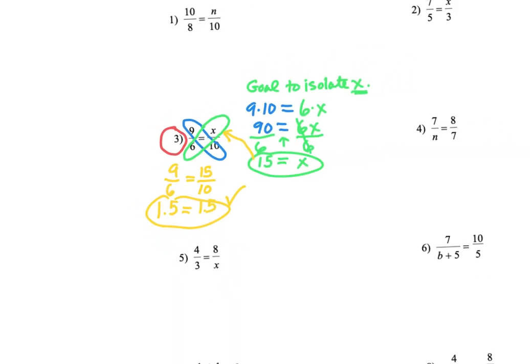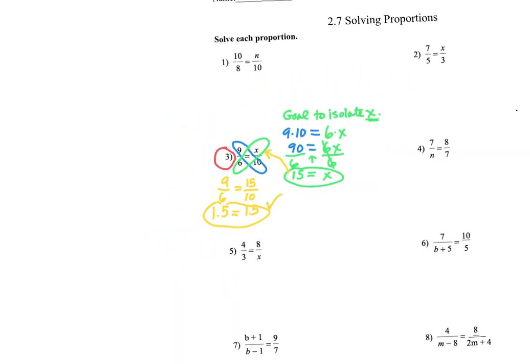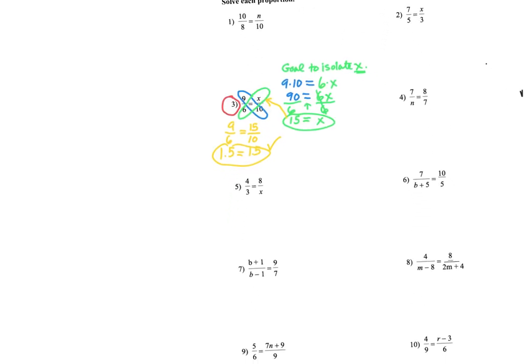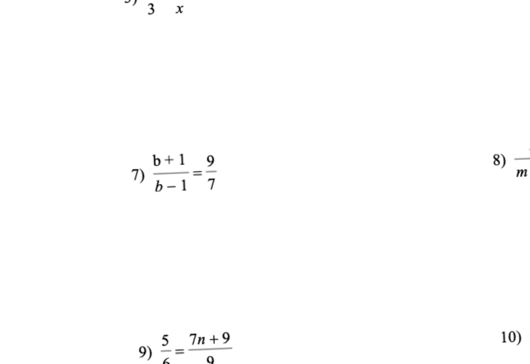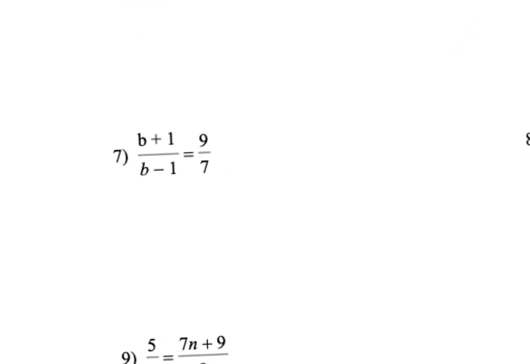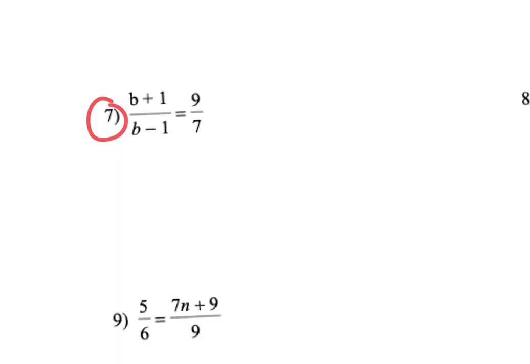Okay, so let's go on to do something that's a little more challenging together. Let's try number 7, okay? All right, so now we've set up a proportion, but in this one, we now have b plus 1 divided by b minus 1 is equal to 9/7. So I'm going to use the butterfly method the same way I did before. Okay. And now I'm going to set up my equation.